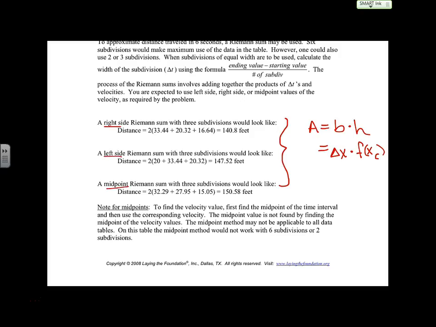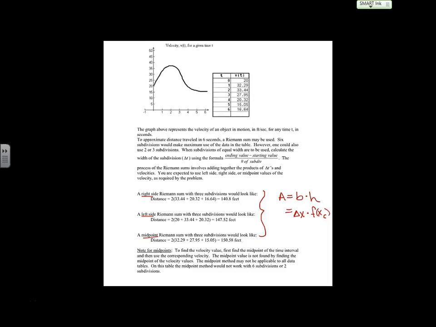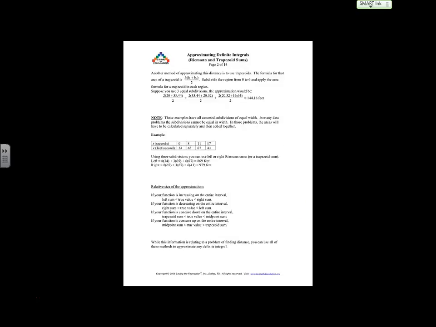But guys, they gave you a great example of, hey, here's a graph with a table. How would we do Riemann sums? And in these ones, they were all equally spaced, which is not always the case, but in these ones they are. They give more notes for how to think about right and left and midpoint, but they also give us some more examples. Can we go ahead and just go to this example real quick?